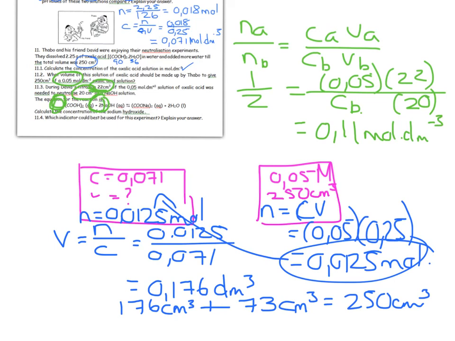Which indicator would be best for this experiment? Well, we've got a strong base, sodium hydroxide, and a weak acid, an organic acid, which is oxalic acid, and therefore we're going to get a basic endpoint, and therefore we would use phenolphthalein.